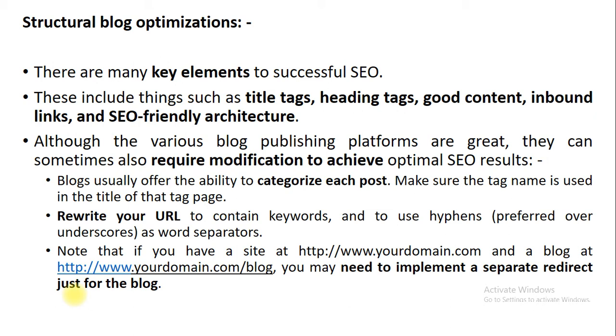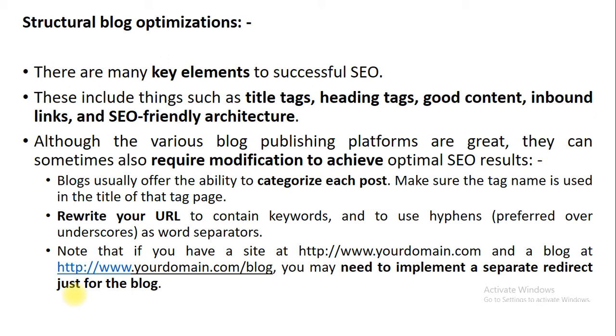So if you want to implement the SEO strategy inside a blog, at that time give a proper title, use proper heading tags, provide good content, contain inbound links properly and use SEO friendly architecture. Although the various blog publishing platforms are great, they can sometimes also require modification to achieve optimal SEO results.